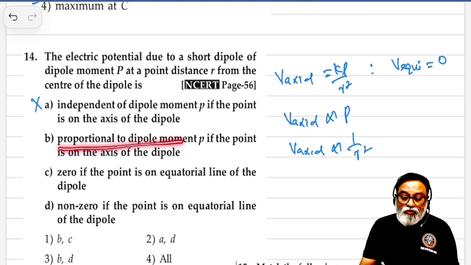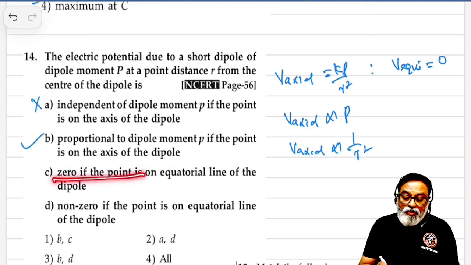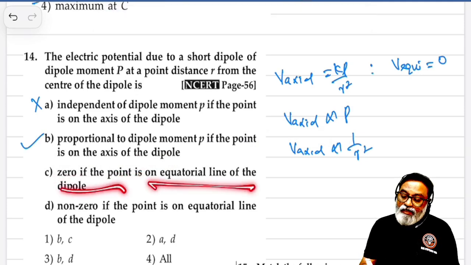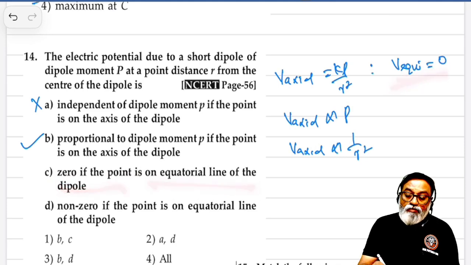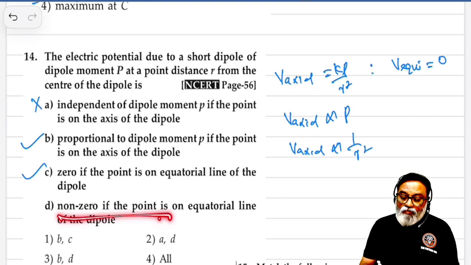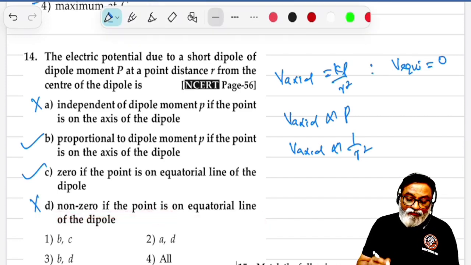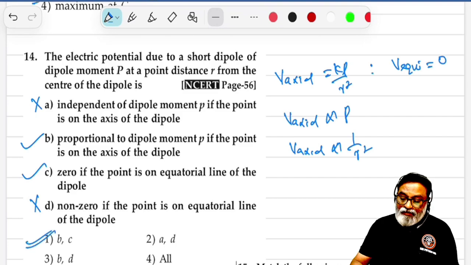Next, proportional to dipole moment P if the point is on the axis of the dipole. Therefore, this one is correct. And C, 0 if the point is on the equatorial line. Therefore, V equatorial is 0. Therefore, this one is also correct. Next one, non-zero if the point is on the equatorial line. On the equatorial line it is 0, so this one is wrong. Therefore, B and C are correct. Option 1 is correct.